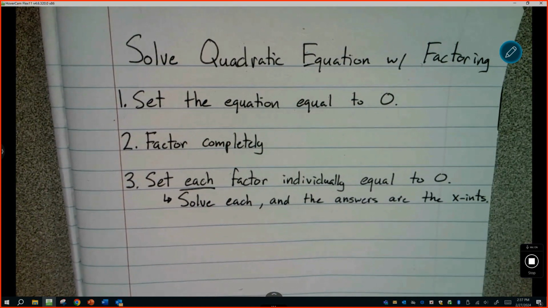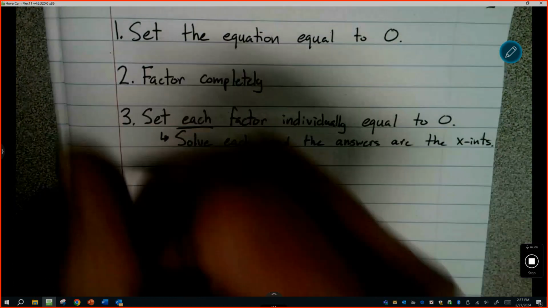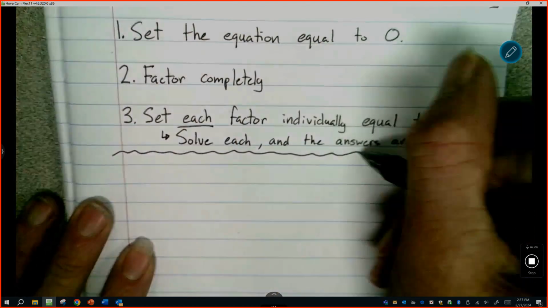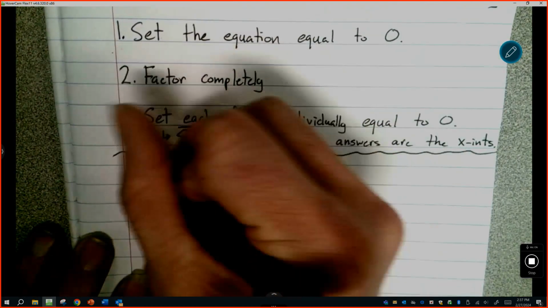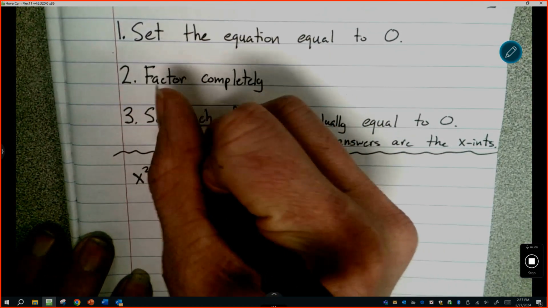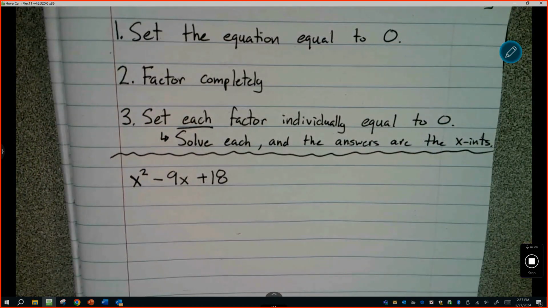So let's go ahead and put these steps into action and see how this can play out. I kind of showed you real quickly an example, but let's actually go through the process together. Okay, so here's our first example: x squared minus 9x plus 18. So the first thing I need to make sure is that this equation gets set equal to 0.